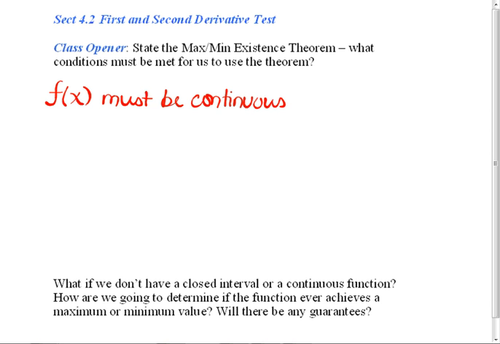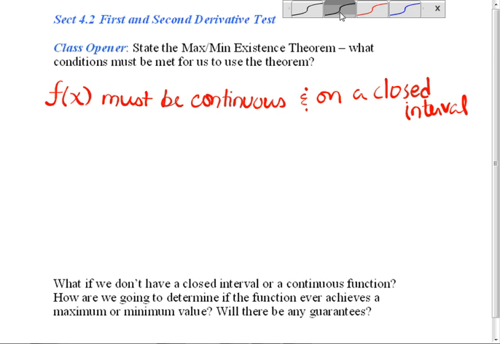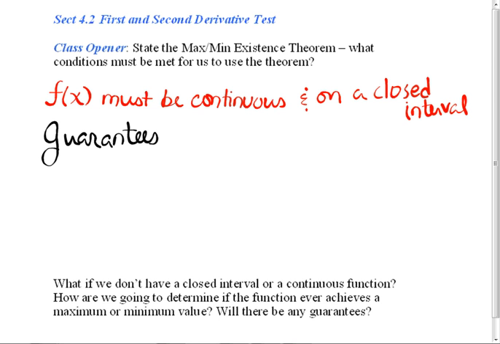My function must be continuous and on a closed interval, right? Those are the conditions. So if I have a continuous function on a closed interval, then that what? Guarantees. It's a promise. That f of x will have both a maximum value and a minimum value.